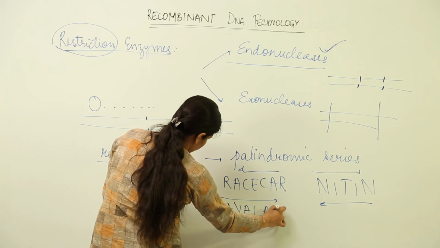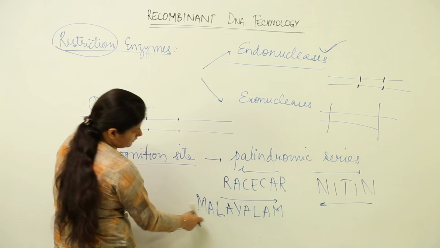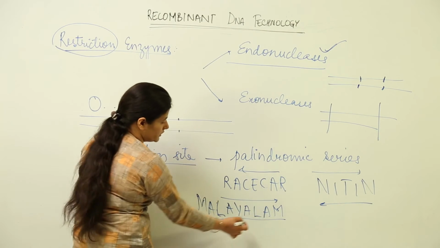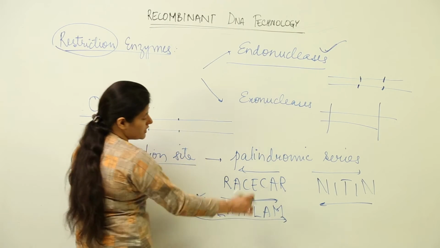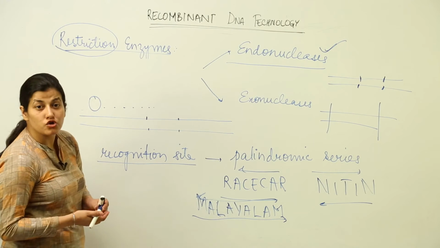Malayalam. I hope it goes well. Malayalam. Yes, this is another example of palindrome. Read it this way, then also Malayalam. Read it this way, then also Malayalam. So these are palindromic words.